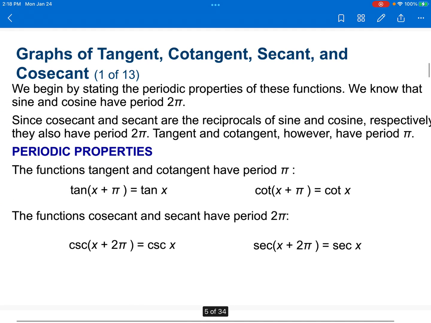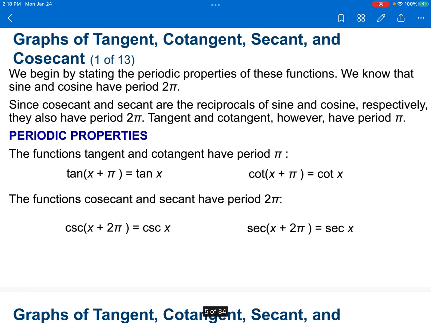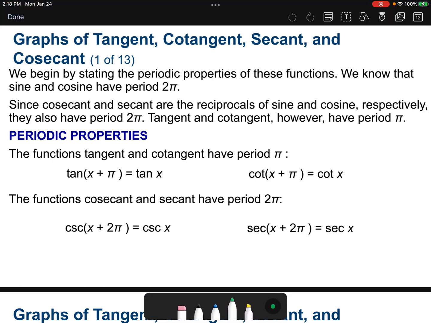So we're going to look at some graphs of these, and I know your notes are probably going to be a little scattered from this video because I'm going to skip a lot of stuff. The first thing that we have to understand is that if sine and cosine have a period of 2 pi, then so do secant and cosecant, because they're 1 over sine and 1 over cosine. This is very familiar from what we did the other day. Now, tangent and cotangent have a period of pi.